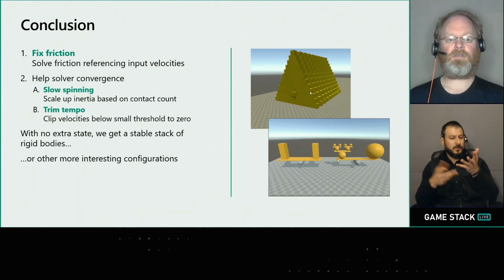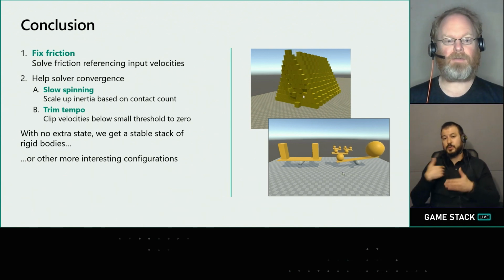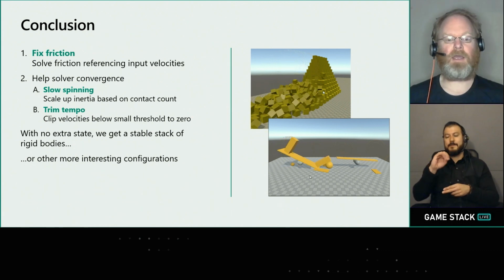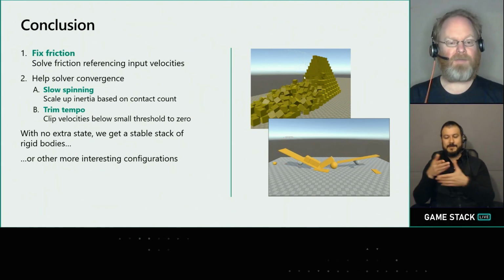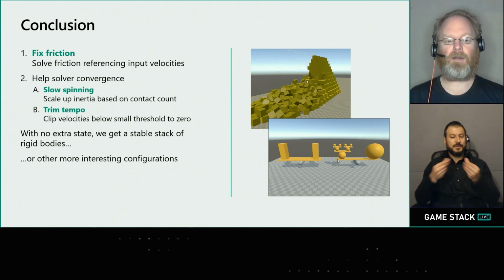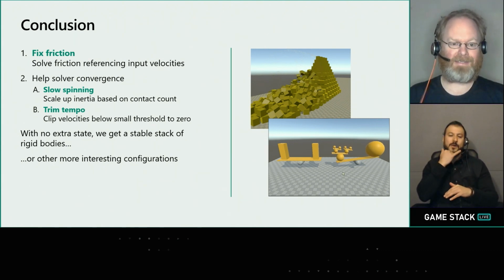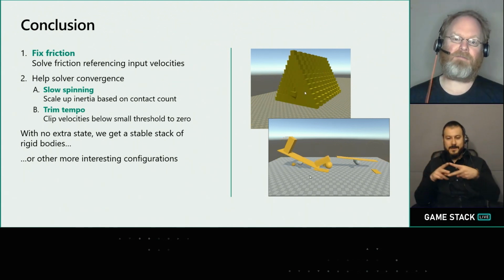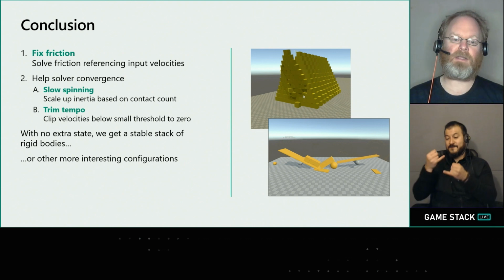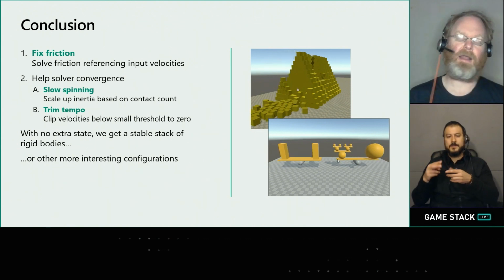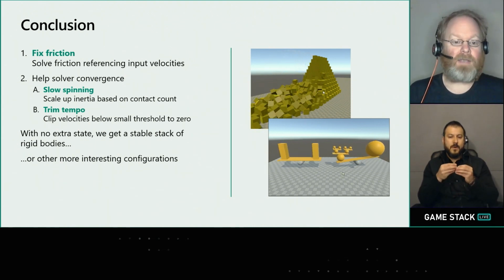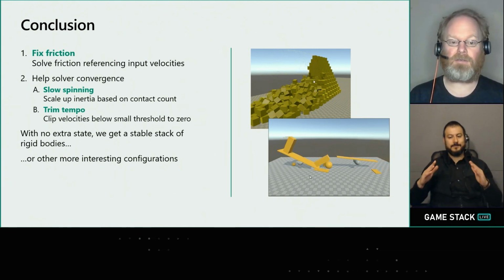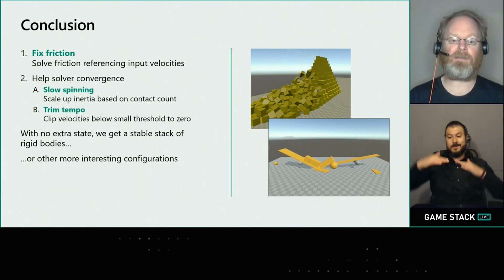Okay, so in conclusion, we've got a stable stack of bodies. We've fixed friction by using that input velocity rather than the intermediate velocity in certain scenarios. And we've helped the solver converge towards zero errors. We've slowed the spinning by scaling up the inertia based on the number of contact pairs. And we've trimmed off that final residual piece of velocity that means that we could get a little bit of drift. So with no extra state, we've got a stable stack of bodies, or indeed more interesting configurations like seesaws that balance out their masses in interesting ways.